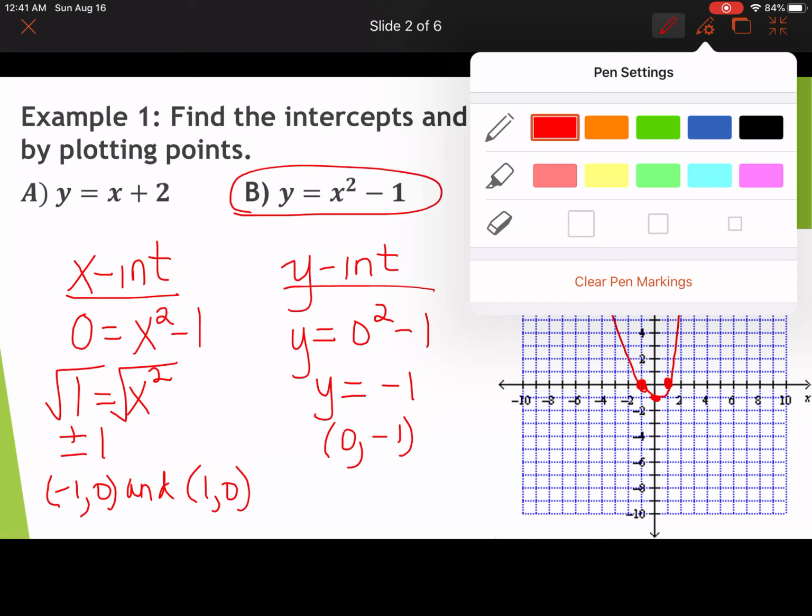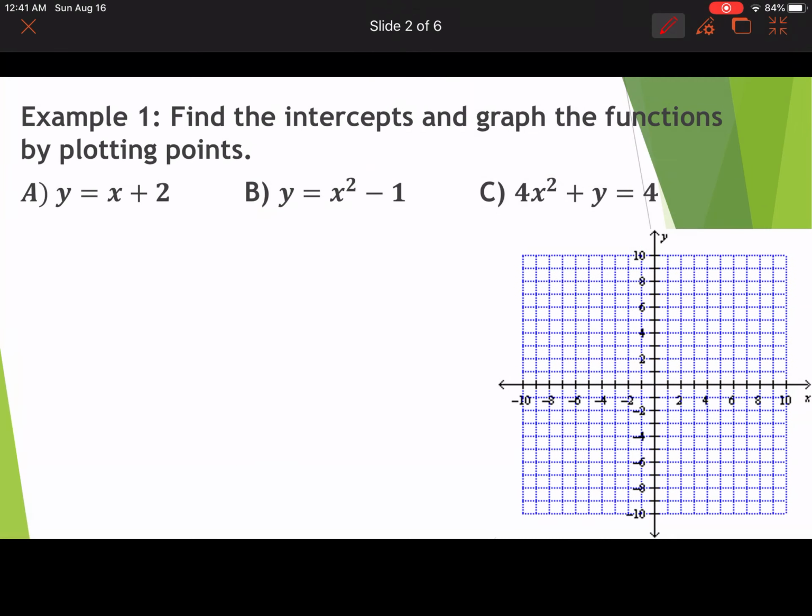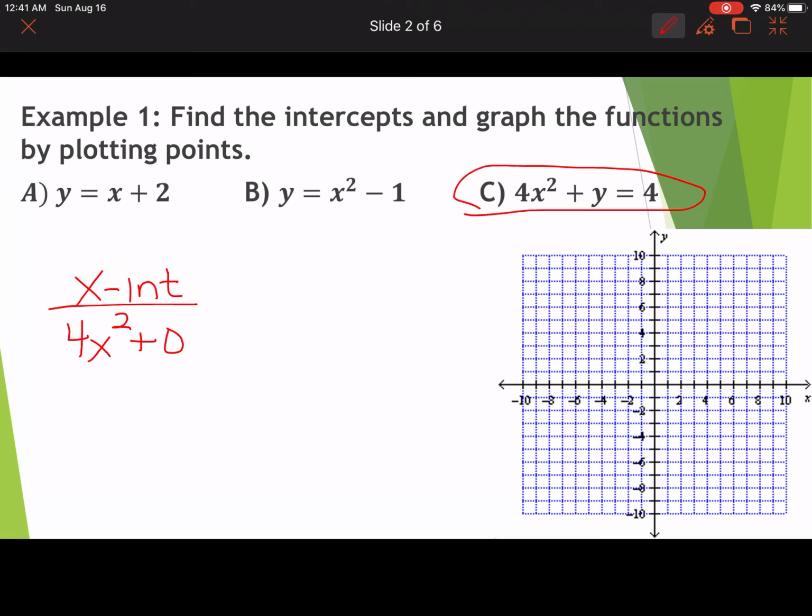To find our y-intercept, well, that means that x is 0. So we have y equals 0 squared minus 1, which is y equals -1. And we put our point at 0, -1. So any function that is squared is a quadratic, and the graph of a quadratic is a parabola. And that is what that is going to look like.